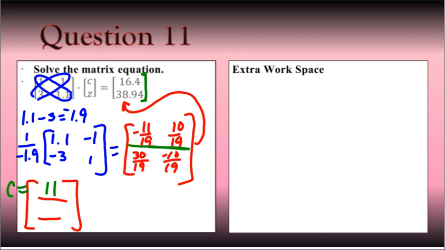Now to find Z, I'm going to take row 2 times this column. So I have 30 19ths times 16.4 plus negative 10 19ths times 38.94. And I get an answer of 5.4 as my Z. And that would be our solutions. So those are the types of questions you can expect on your Module 11 test.